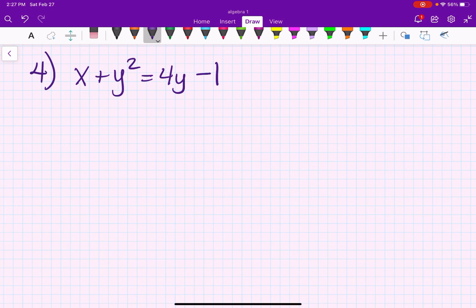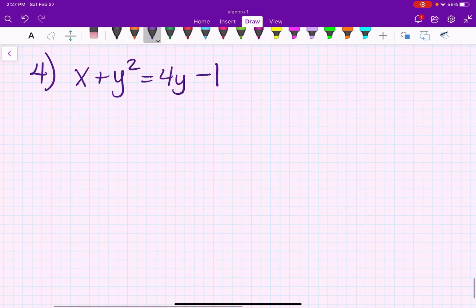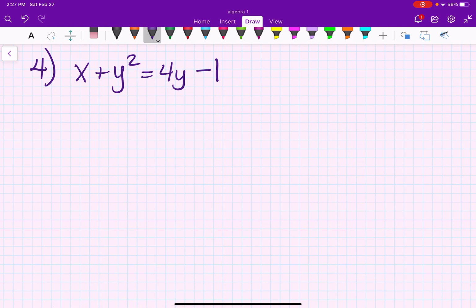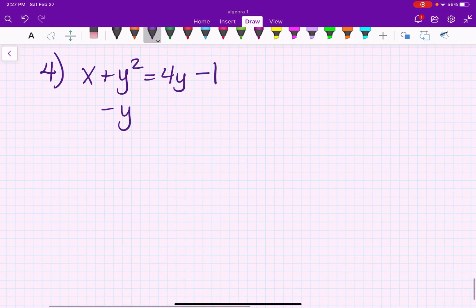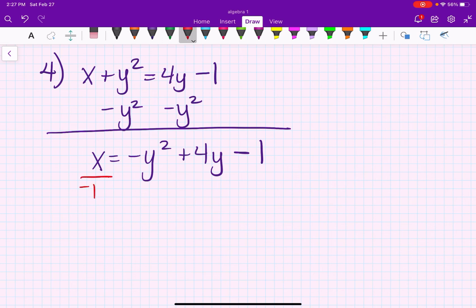So I need y squared with the y. I need x over there. There's a couple ways you could do this. I'm going to move the y squared because that's what I did in my notes when I first practiced this. It's kind of up to you. You could have moved the 4y over and the x over too. So now I have x equals -y squared plus 4y minus 1. Okay, first thing I notice, my lead coefficient is negative. So let's deal with that immediately and divide everything by -1.